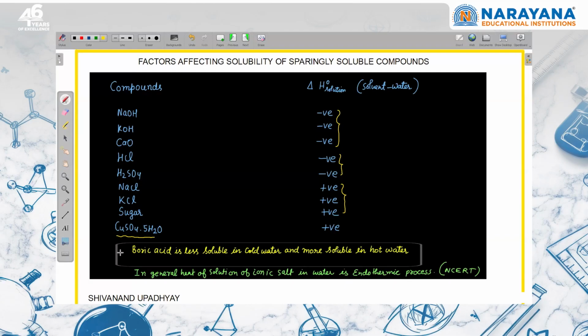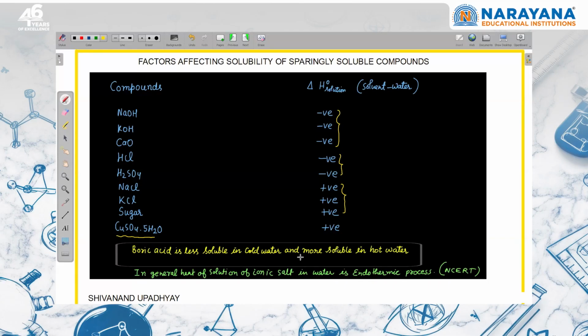You should also know that boric acid, because of hydrogen bonding, is less soluble in cold water and more soluble in hot water. And in general, in ionic equilibrium, NCERT has mentioned that in general, the heat of solution of an ionic salt in water is an endothermic process, right? So this is to guess it. I'm not saying that dissolution of all ionic salts into water is endothermic, but for most salts, if you have to guess, the best guess will be that it should be endothermic. There are certain salts whose dissolution is an exothermic process.